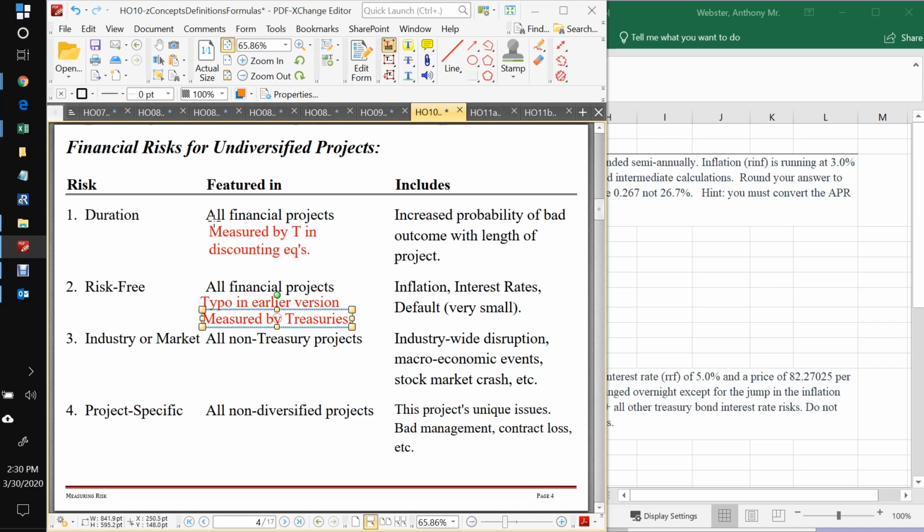In the same way, duration risk is the increased probability of a bad outcome with the length of the project, and it's measured by T in the discounting equations. Then for general other undiversified projects, we have our increment for industry or market risk. And this is measuring an industry-wide disruption, bad macroeconomic events, stock market crashes, et cetera.